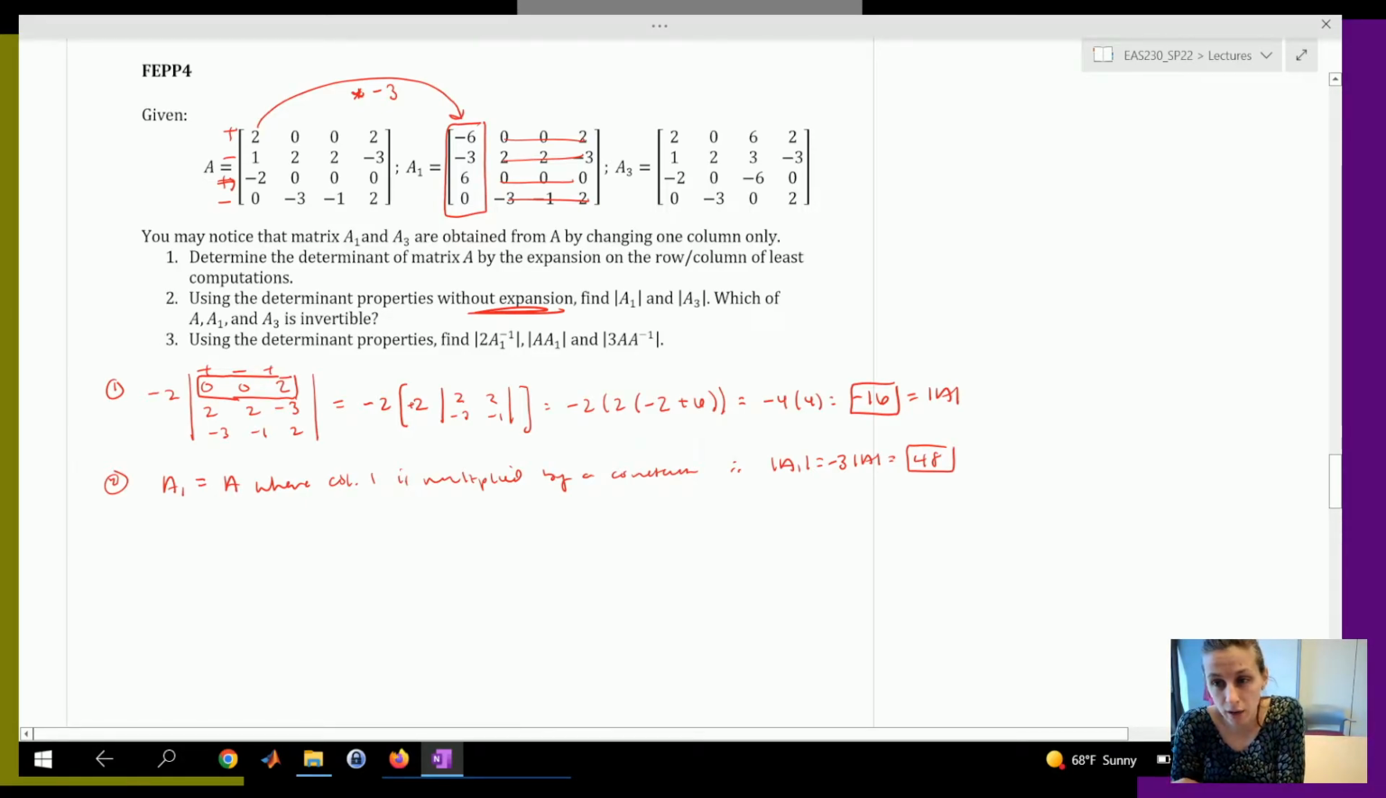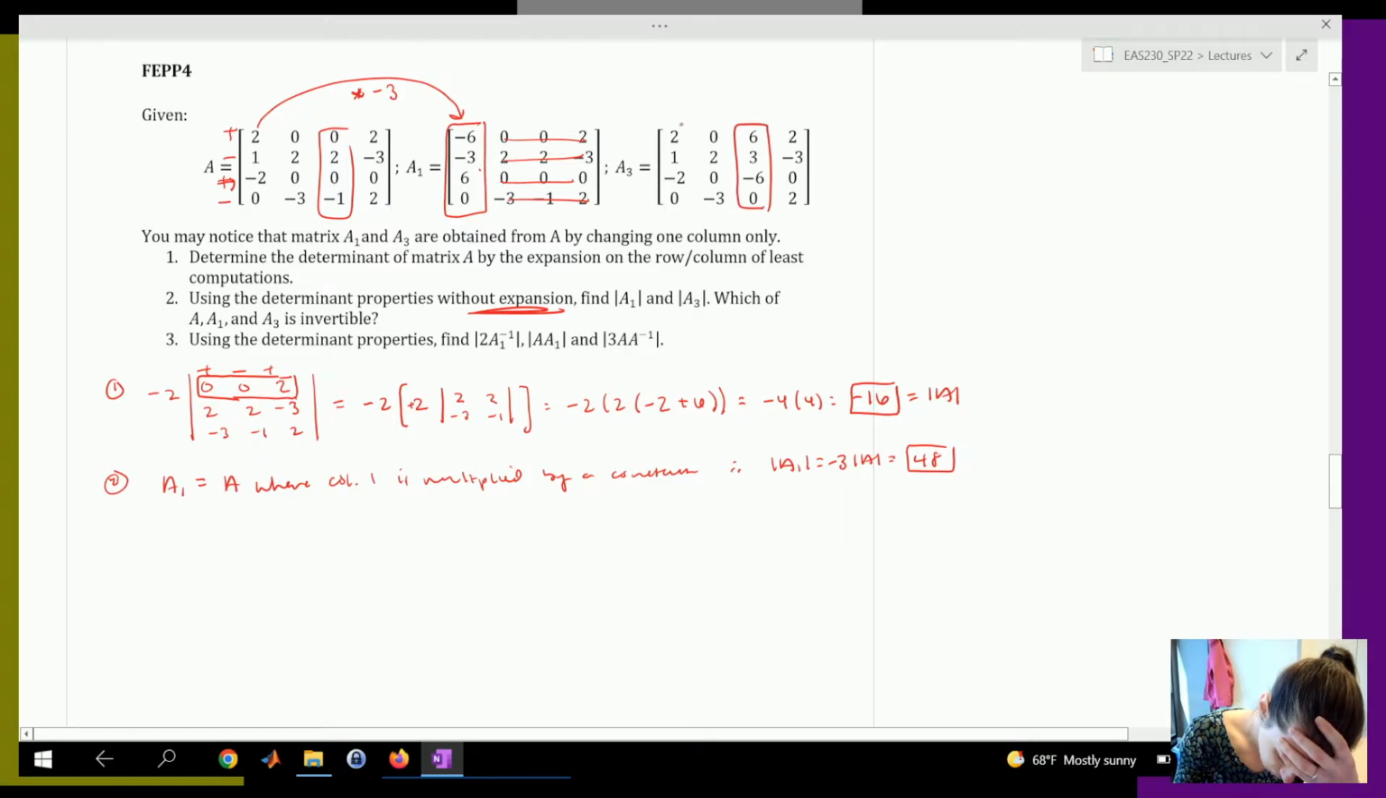Now I need to go ahead and find the determinant of A3. So if I look at A3, these numbers are the same, these numbers are the same, these numbers are the same, these numbers are the same. Okay, so those ones are the same, which means only column 1 or 3 is changed. But there's not a relationship between this column and that one, so I need to find some other relationship inside of this. Notice this column here is the same as this column, so that means these two are the same, just multiplied by negative 3.